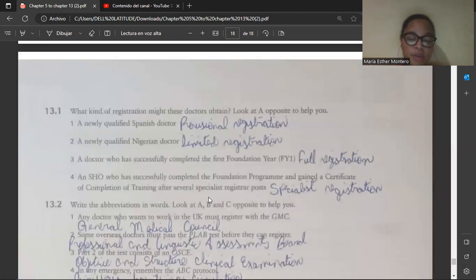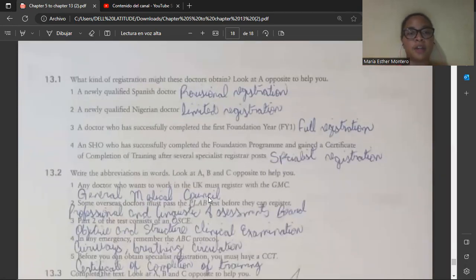Exercises. 13.1. What kind of registration might these doctors obtain? Look at A, opposite, to help you. A newly qualified Spanish doctor: provisional registration. A newly qualified Nigerian doctor: limited registration. A doctor who has successfully completed the first foundation year, F1, FY1: full registration.